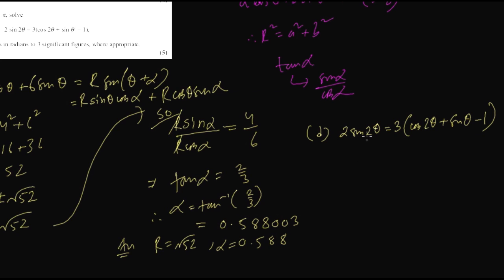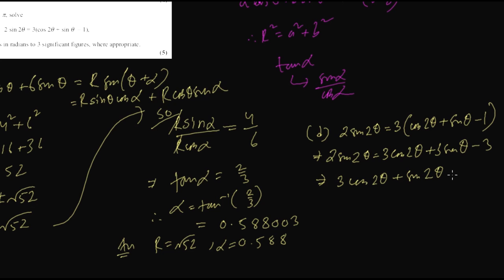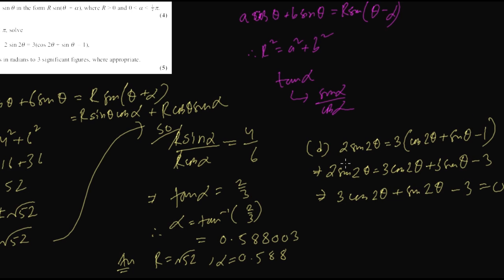Now for solving this, what we can see is this is 2 sine 2 theta, this is 3 cos 2 theta, this is 3 sine theta, this is minus 3. So this is 3 cos 2 theta, this is 3 minus 2 plus sine 2 theta, and this is minus 3 equals to 0. So this is the expression that we have here. Well, you see, this is going nowhere. It's becoming something very strange.